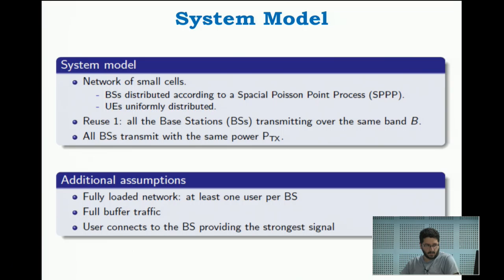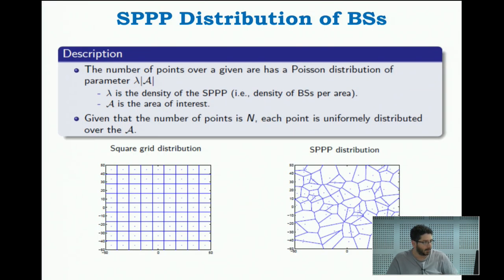And a very reasonable assumption: user connects to the base station providing the strongest signal. So, you know, this is reasonable. Now we shouldn't be too surprised by these things, because we saw the basic framework of SPPP this morning. So the number of points over a given area, so this is a typo, has a Poisson distribution with the parameter lambda times the measure of the area, right, that we saw this morning, and lambda is simply the density of base stations per area. Now, if you fix the number of points, given the number of points is n, each point will be uniformly distributed over the area. Okay, that's another fact we have to be aware of when using SPPP.